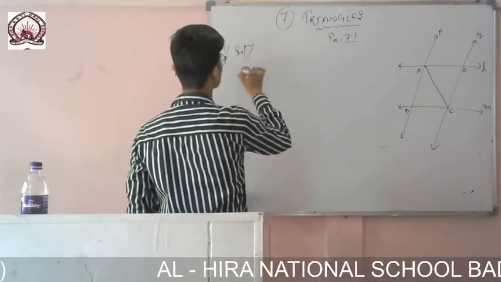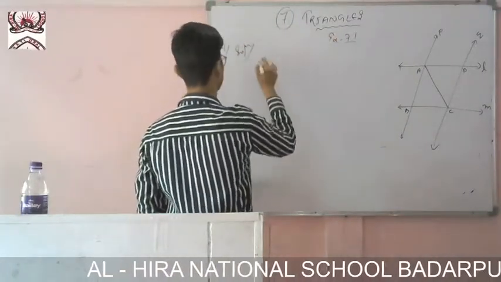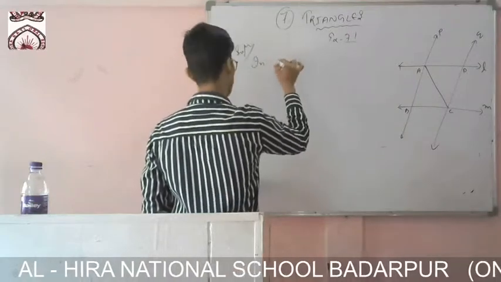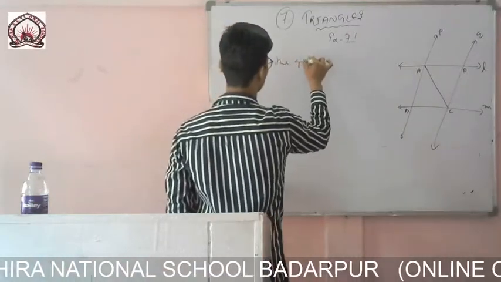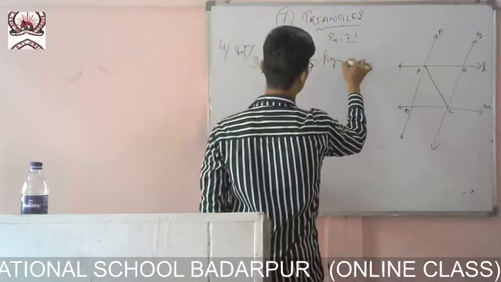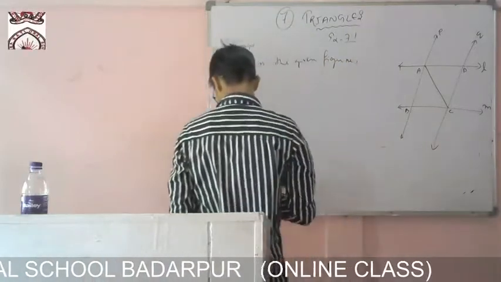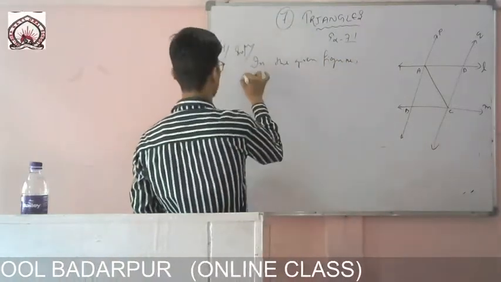Another way also you can do by taking the lines, but let me do it. It is very easy in this way. So you write like this: in the given figure, ABCD is a parallelogram.